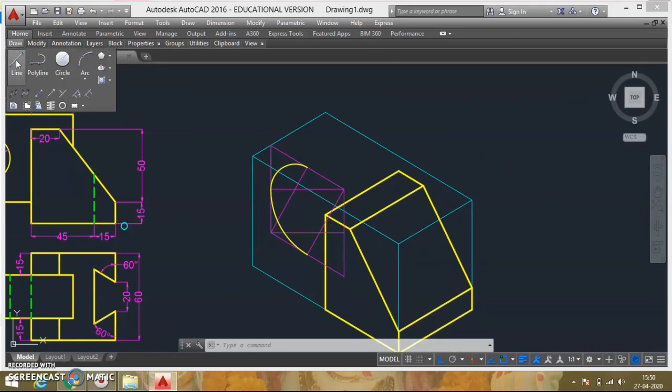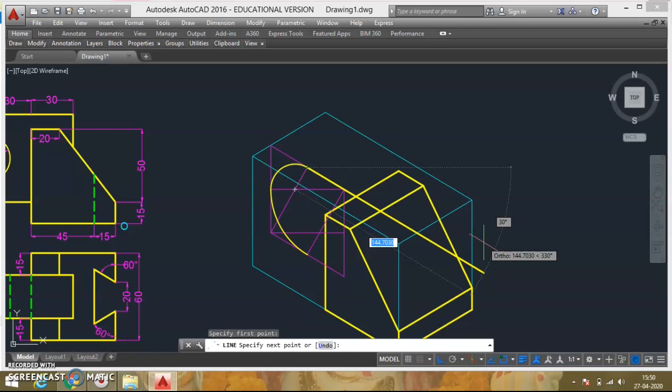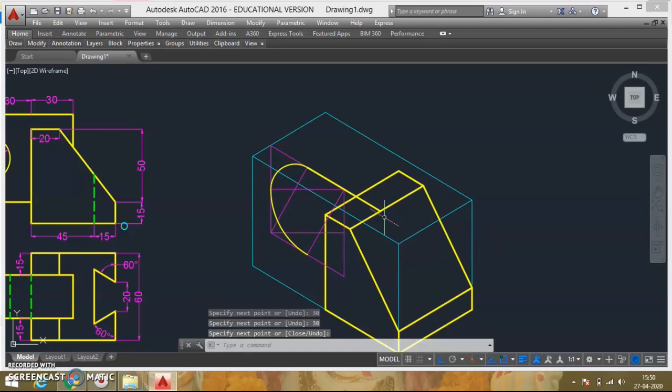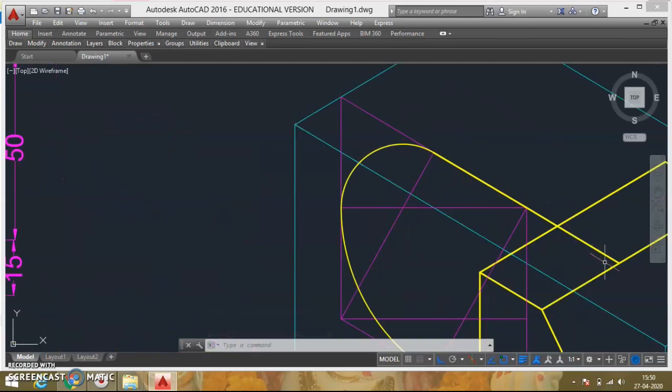Once it is done, then I'll take a line command. From here I'll come on this side for 30 and again 30. So here you can see that from here it comes for 30, then again 30. So total 60 I have come on this side.